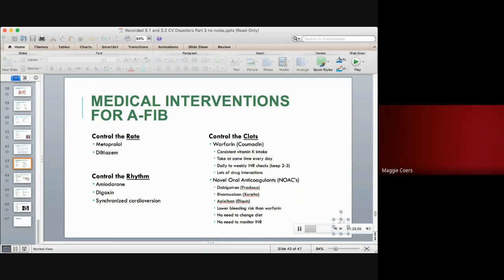But there's lots of monitoring that needs to be done. There are lots of drug interactions. We need to make sure that the patient has a consistent vitamin K intake. If it drops, or if the patient changes their diet, that can affect the warfarin levels in the blood. Warfarin needs to be taken at the exact same time every day. Also, we need to do daily to weekly blood checks to see what the level is in the bloodstream. We want to always keep the INR between 2 and 3.